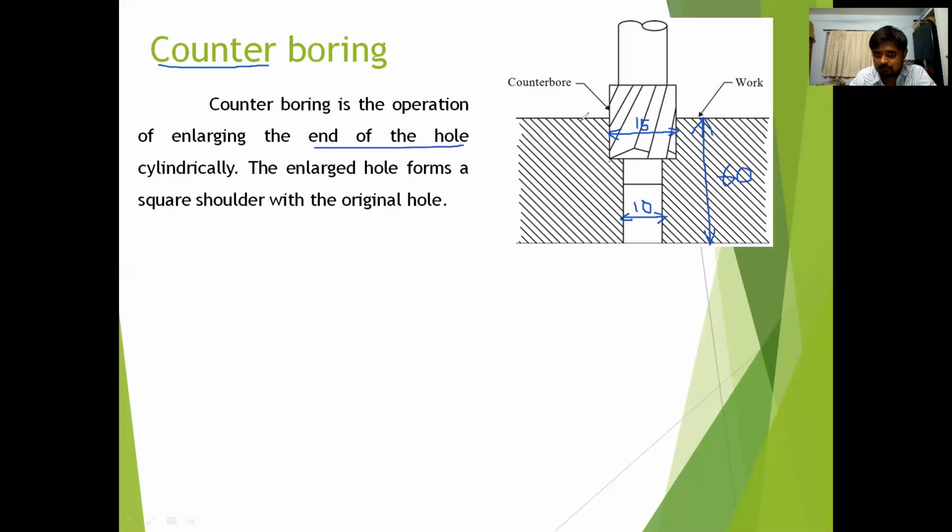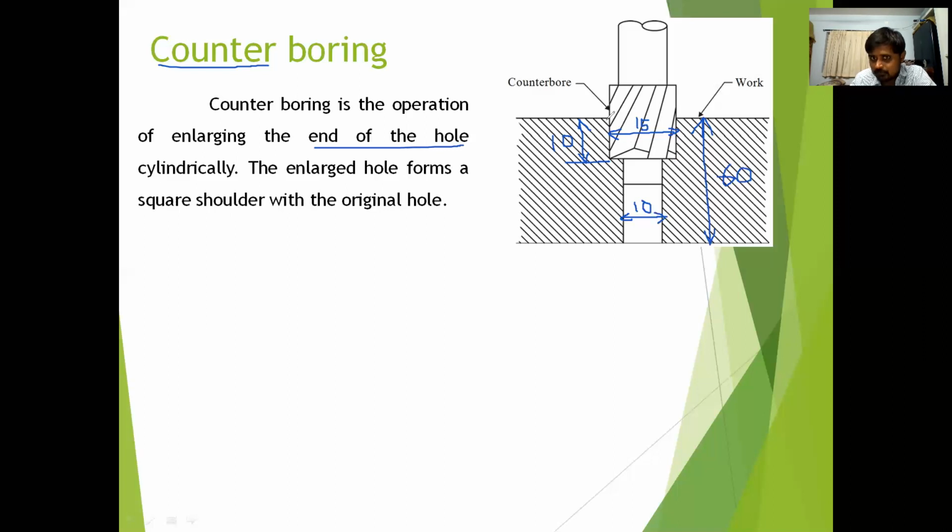Let's say for example, this is the depth. I want to remove the material up to this point only. Let's say this is 10 mm depth. I don't want to enlarge the hole towards the 60 mm depth. I want to enlarge the hole through only the 10 mm depth. So this is called a counter boring operation. The enlarged hole forms a square shoulder with the original hole. Let's say this is a square shoulder because we are not removing the metal throughout the depth.